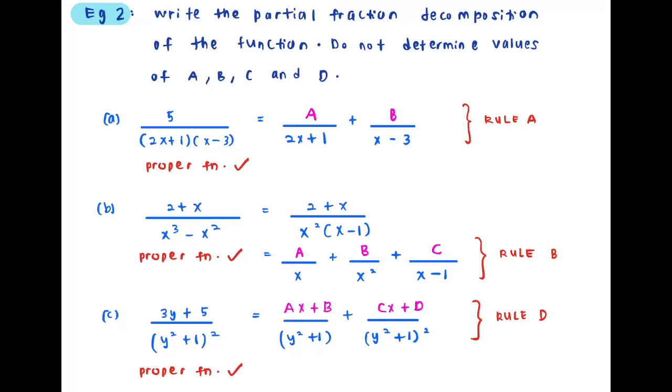Now let's see question C. y squared plus 1, squared. Let's see whether this is proper or not. y is power of 1. The denominator is power of 4. So this is a proper function. This is an irreducible quadratic. You cannot further factorize this. So let's write this as the case of rule D, repeated irreducible quadratic. The first part is just y squared plus 1. The second part is y squared plus 1 to the power of 2. So let's write the numerator here. This is Ax plus B. Another one is Cx plus D.